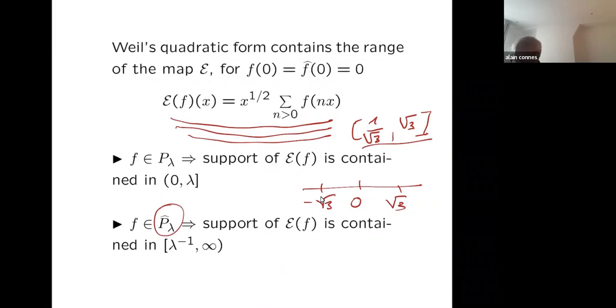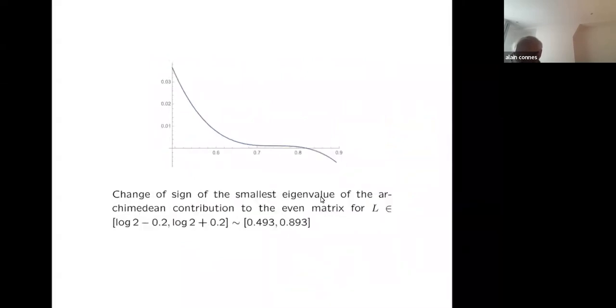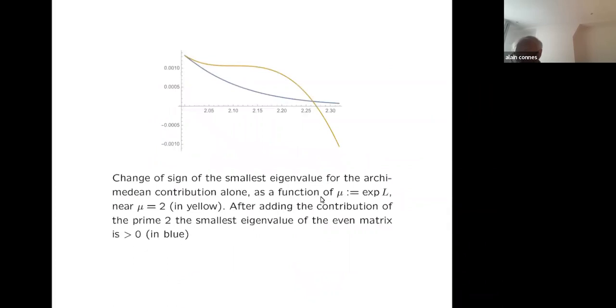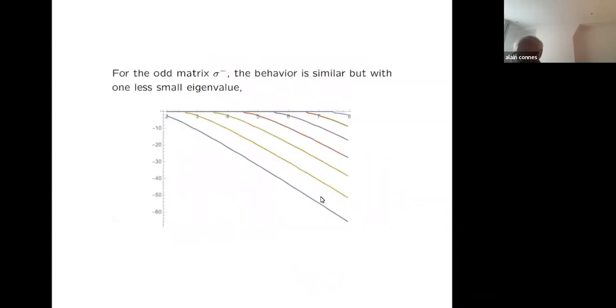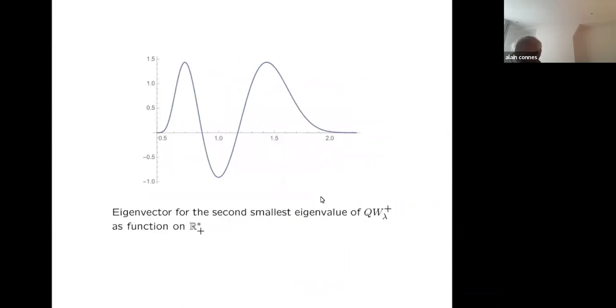But the problem is that there are no functions which are in both P lambda and P lambda hat. But we just saw that there are functions which almost do that. So here I showed you the previous thing, and the small eigenvalues. In fact, what we did with Katia was first to look at the eigenvectors corresponding to the very small eigenvalues. This can be computed with a computer. You can look at what they look like, and they look like that and so on.